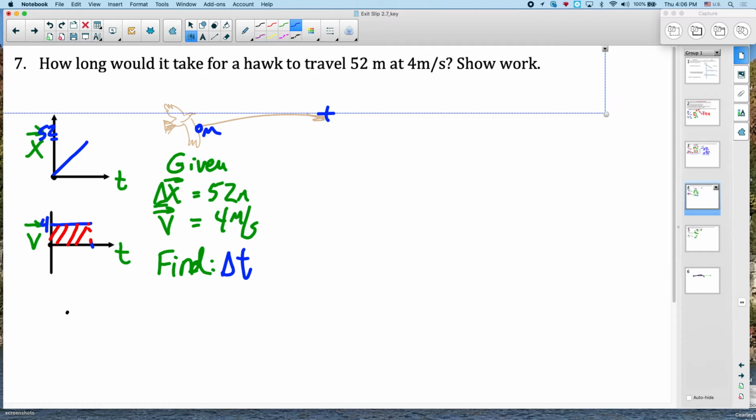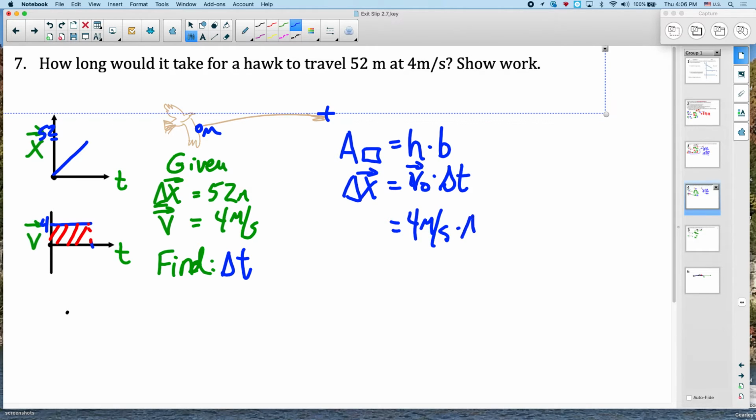which is the displacement. So we know that the area of a rectangle is height times base. We've previously established that the area under the velocity versus time graph is the displacement. The height of our rectangle is our starting velocity, and our base is our change in time. In which case we've got 4 meters per second times change in time equals the displacement of 52 meters.